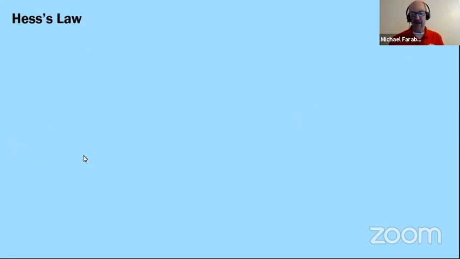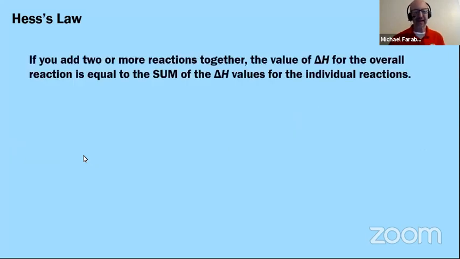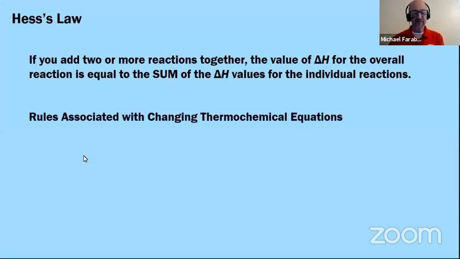All right, Hess's law has to do with adding 2 or more reactions together. And if you add reactions together, you can also add the delta H values together. So the delta H is simply the sum of the individual delta H values for the reactions that you are adding together. There are some simple rules associated with changing these thermochemical equations, and these are kind of obvious rules.